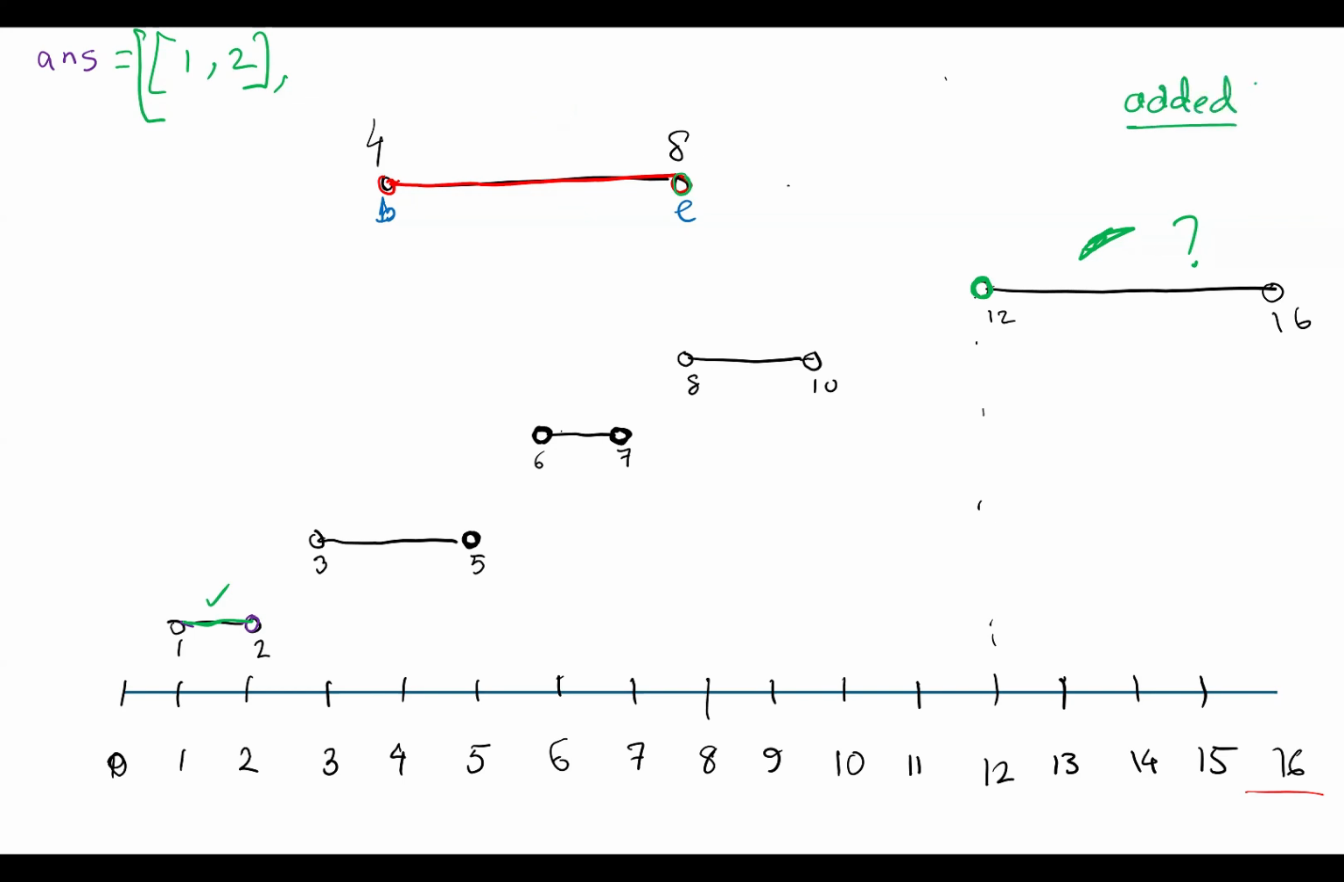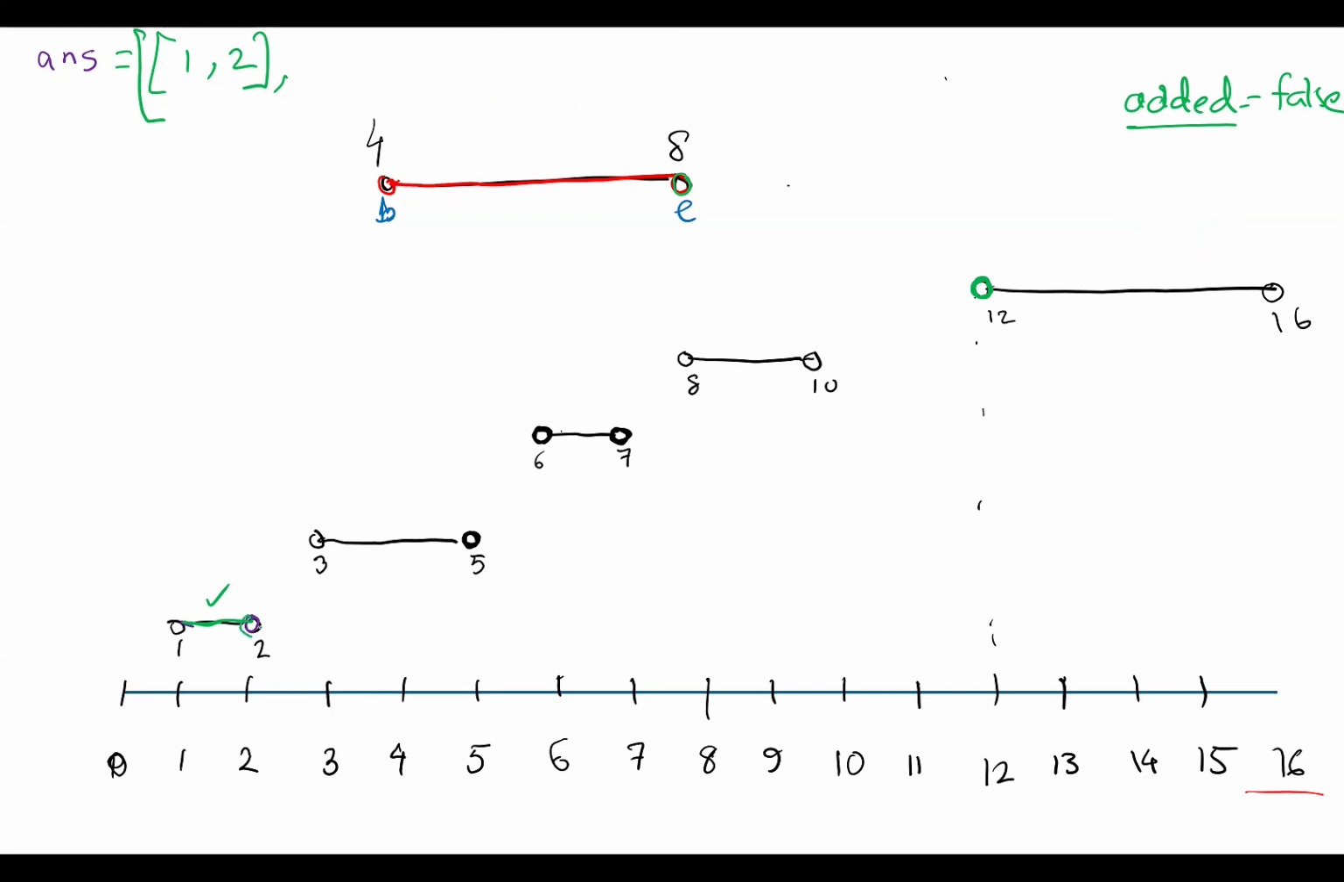Let's keep this flag. So this flag is first false. If this flag is false, we have to add this thing first, like 4, 8, and only then we have to add 12, 16. Okay, so that's not the end of the story. So these are the two non-overlapping cases, right?